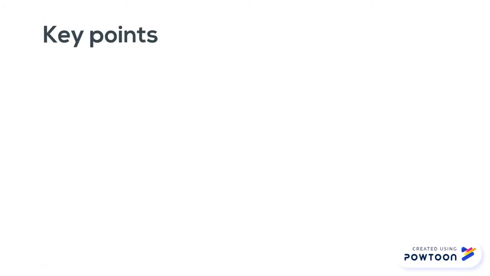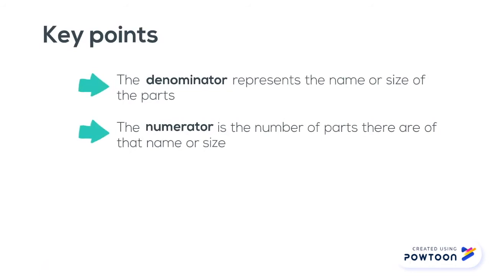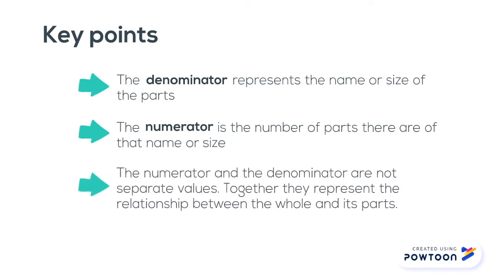Let's recap some key points that you have learned. The denominator represents the name or size of the parts. For example, fourths or thirds. The numerator is the number of parts there are of that name or size. The numerator and the denominator are not separate values. Together, they represent the relationship between the whole and its parts. And lastly, fractions are numbers too. They are just not whole numbers.